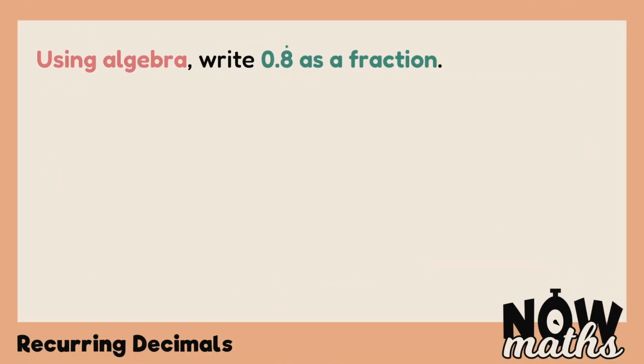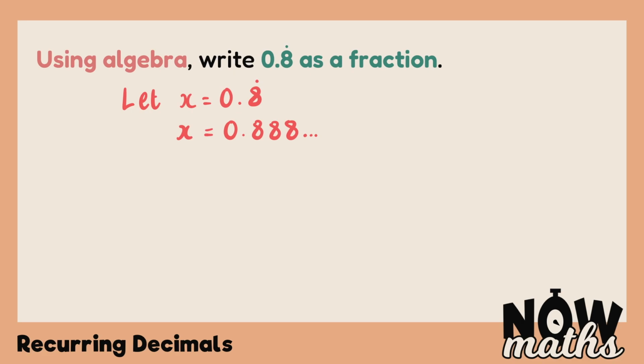Let's have a look at another one of our common recurring decimals. So this time we have to use algebra to write 0.8 recurring as a fraction. Even if you already know what 0.8 recurring is as a fraction, if asked to use algebra, we must show full working out to prove the result. So we will start by letting x equal 0.8 recurring. And similar to last time, I'm actually going to rewrite this as x equals 0.888, and I'm going to put 3 dots after to show that it goes on forever.